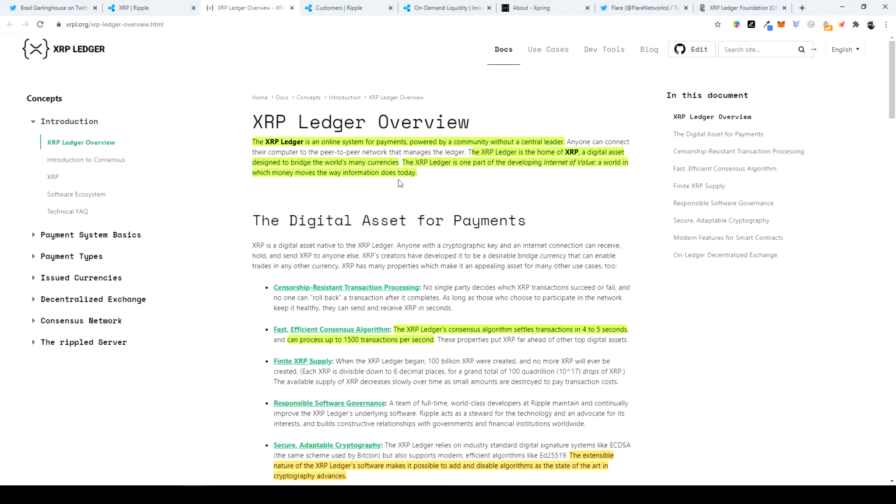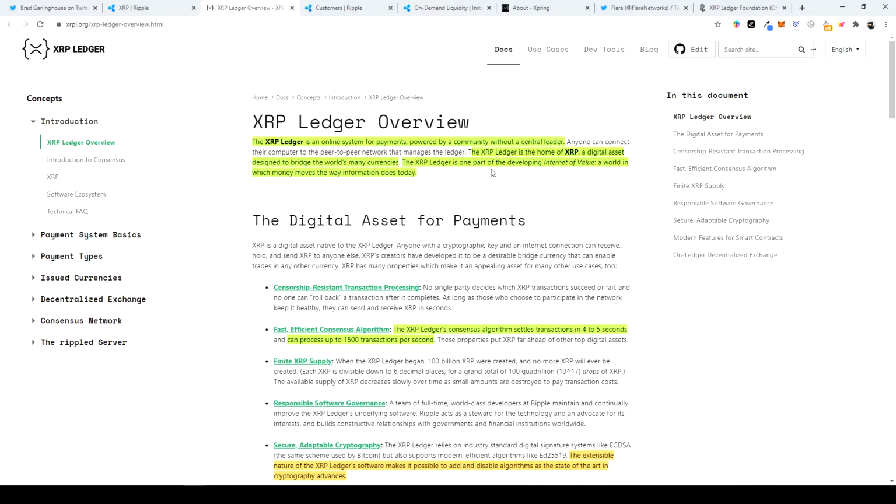The XRP ledger is an online system for payments powered by a community without a central ledger. The XRP ledger is the home of XRP, a digital asset designed to bridge the world's many currencies. So this is very important. It is designed to bridge the world's many currencies. So XRP is not created in order to replace the dollar or the euro. No. It is created and designed to bridge the world's many currencies.